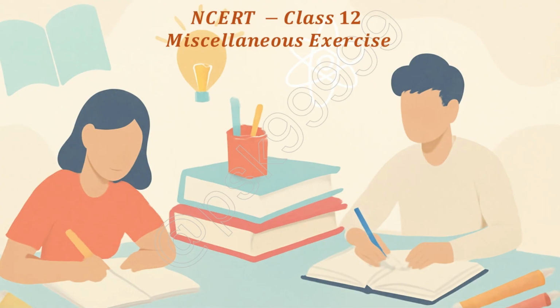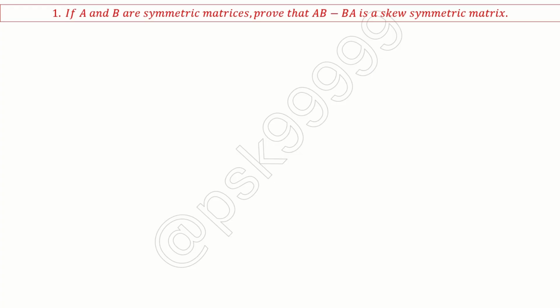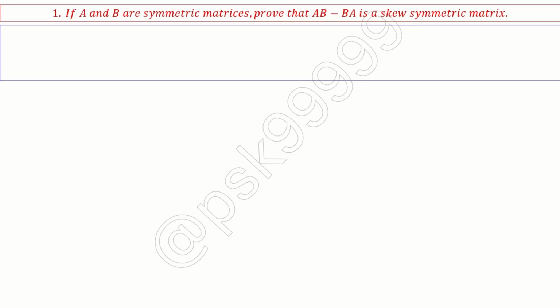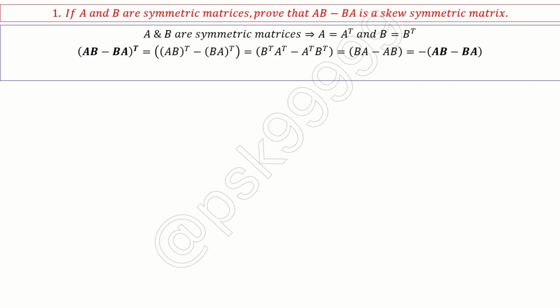Yeah, next let's do some miscellaneous exercises, which is the last in this chapter. A and B are symmetric matrices. Prove that AB minus BA is a skew symmetric matrix. Simple. You take A is symmetric, so A equal to A transpose, B equal to B transpose. Correct? The transpose of AB minus BA, you can carry the transpose inside.